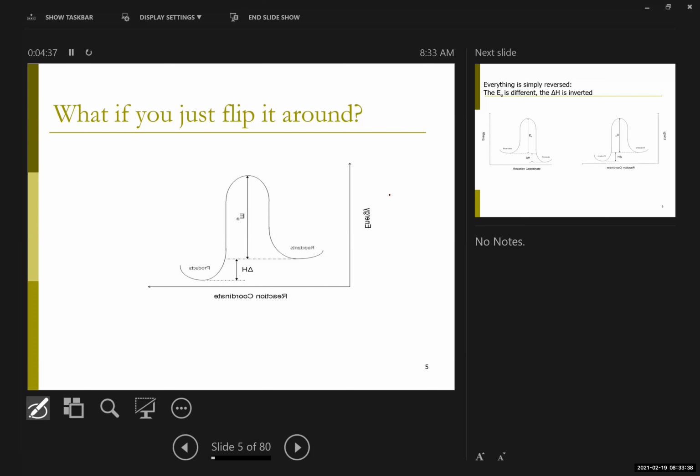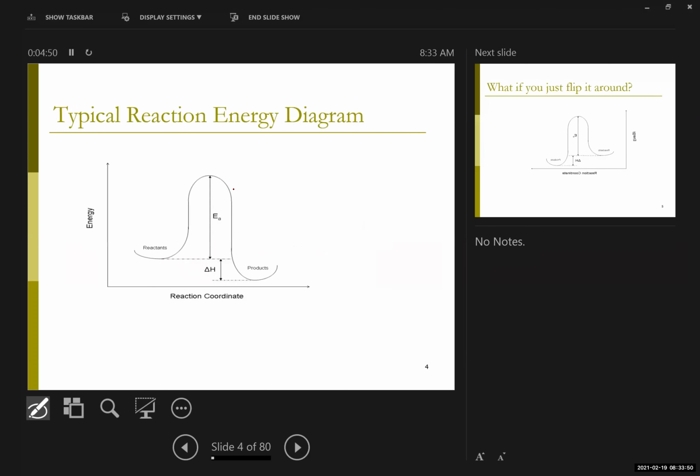My activation energy is slightly different, right? Because in this direction, my barrier is the activation energy of the other direction plus the delta H. Or if you prefer, this activation energy is the activation energy of the reverse process minus the delta H. And so it's a little harder to go one way than the other because the barrier is a little higher.